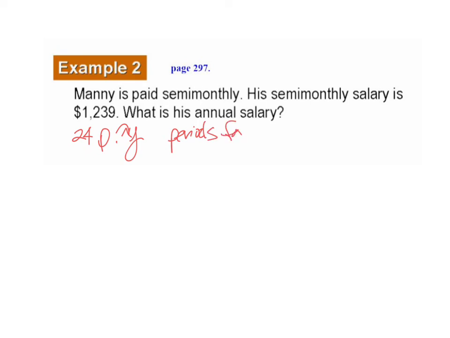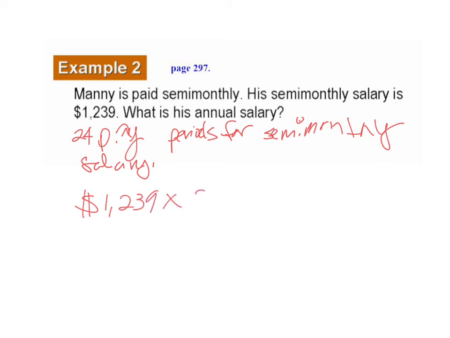for semi-monthly salary. Don't know if I helped with that ugly writing, but now you know why I'm not picky about what your journals look like. So we just take this number, $1,239, and we multiply it times 24. That's 12 times 2. Getting paid twice a month. So if you do that, you get $29,736, which, to be honest with you, is not a lot of money.